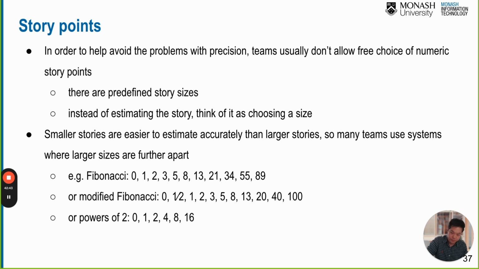Okay, so Fibonacci, this is a value that people tend to use: 0, 1, 2, 3, 5, 8, 13, 21, 34, 55, and 89. Okay, but in general, people don't use large numbers, right? Because when you have a large number, it is very hard to move around, and it may sit for a while. What does it mean by 21 story points? It may take like 2 sprints to complete that one.